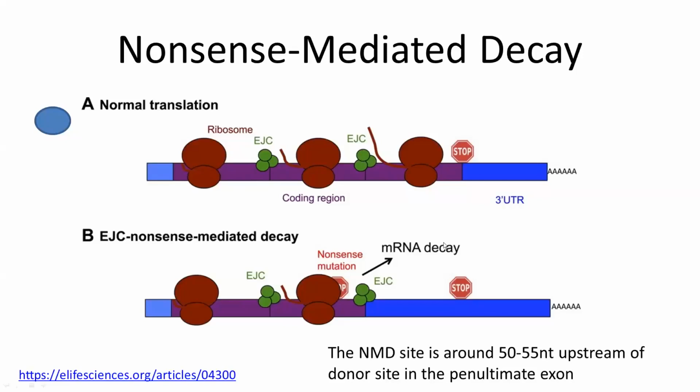And so the problem is when it encounters a stop codon that's premature, it can tell that it's premature because it kind of looks in front of it and says, there's an exon junction complex in front of me.